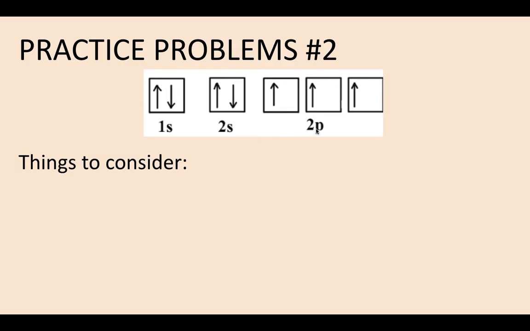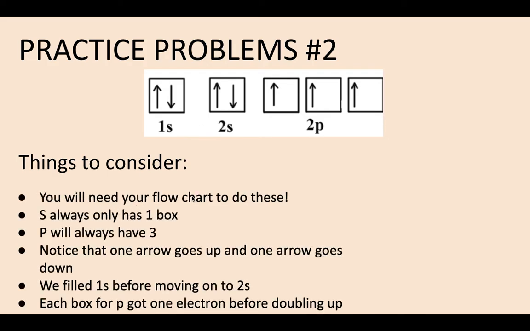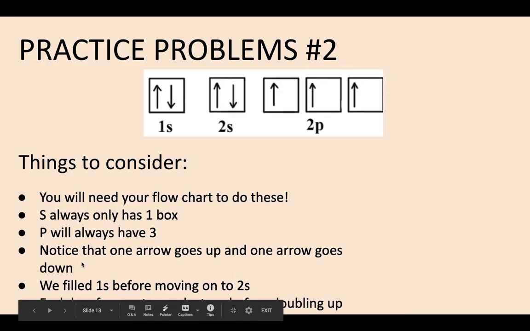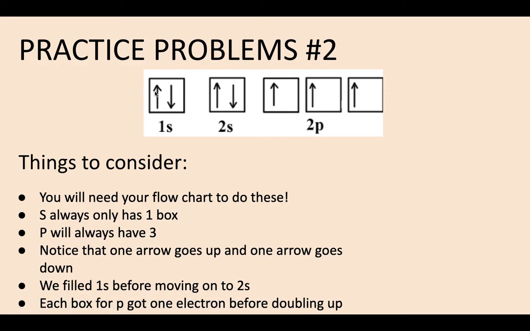p has 3 orbitals, so we have 3 boxes right here. Sometimes they are touching and sometimes they're just very close together, okay? So we used our flow chart. Our numbers are in the right order. s has 1, p has 3. Notice that one arrow goes up and one arrow goes down. So one goes up for s, one goes down, one goes up, one goes down. We filled 1s before moving on to 2s. And then once we got to the p, each box got 1 before doubling up.